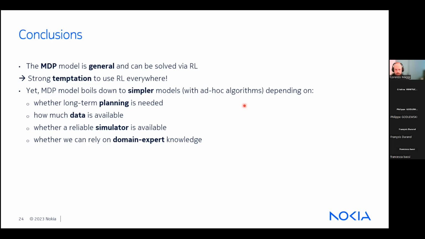So again, when tackling a sequential decision problem, the main message is that one should try to answer a couple of questions. First of all, whether long-term planning is needed at all. Second, whether and how much data is available. Third, whether we actually have a simulator, whether we can rely on the simulator, and whether we have time to simulate. And fourth, whether we can rely on some domain expert knowledge.